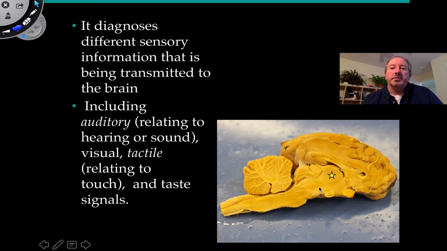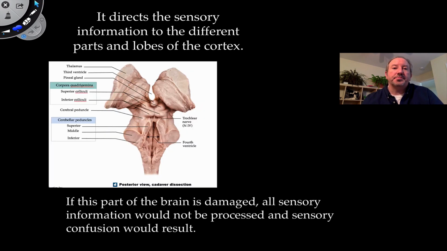And it diagnoses it. Here's another picture of the location of the thalamus, and it transmits that up to the cortex. This includes auditory information, tactile or touch information, and taste, but not smell. Again, a nice view of the thalamus here, the two lobes, and the information is then being directed to the cortex. If it were to be damaged, all the sensory information would not be processed, and confusion would result following an injury to your thalamus.